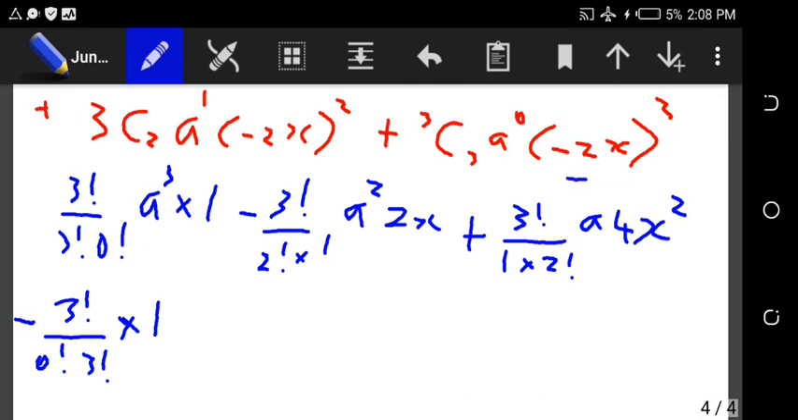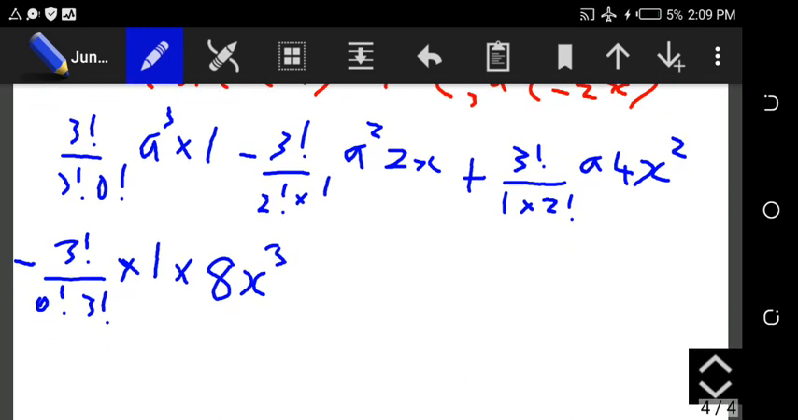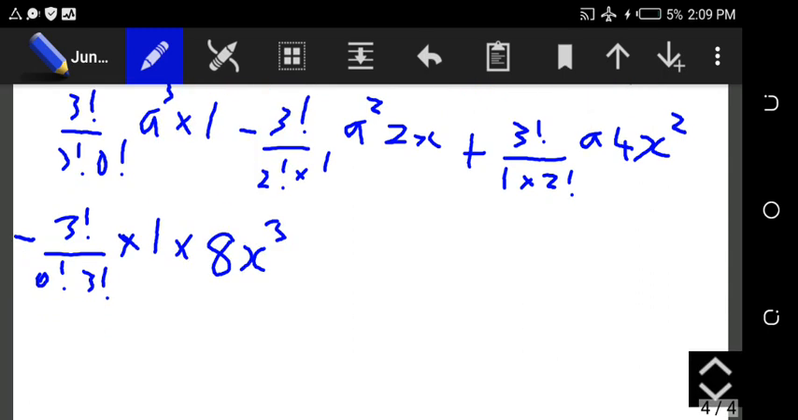All right, then trying to simplify this, 2 raised to the power 3 is 8, and x raised to the power 3 will give us x cubed. Okay, now finally simplifying all this that we have here: 3 factorial over 3 factorial will cancel out, and 0 factorial will give you 1. So everything that you have here will evaluate to 1. So 1 times a raised to the power 3 times 1 will give us a raised to the power 3.